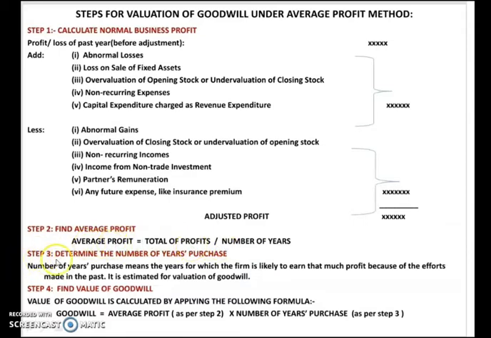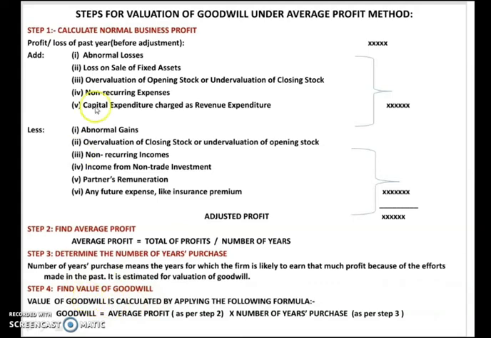Now step 3, determine the number of years purchase. This will be provided to you in the question. Number of years purchase means the years for which the firm is likely to earn that much profit because of the efforts made in the past. So how much time will be taken by a person to earn a profit, that will determine the number of years purchase. Anyway, it will be given to you in the question as number of years purchase. So you have to understand that it is an item related to step 3. Next is step 4. Find value of goodwill. That is what is actually required.